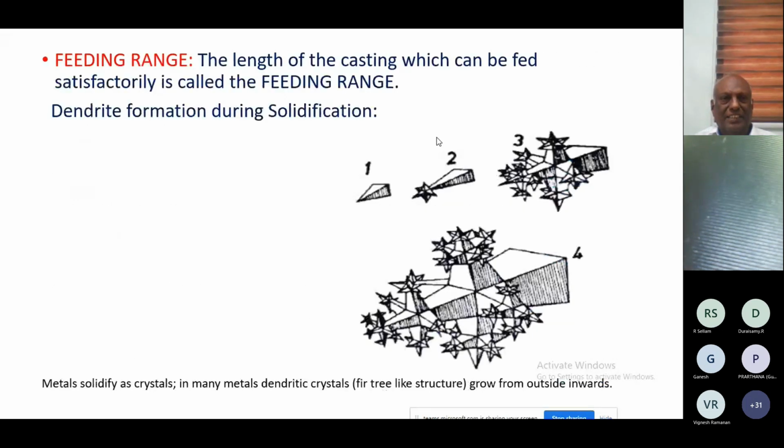The next is the feeding range. The length of the casting which can be fed satisfactorily is called the feeding range.